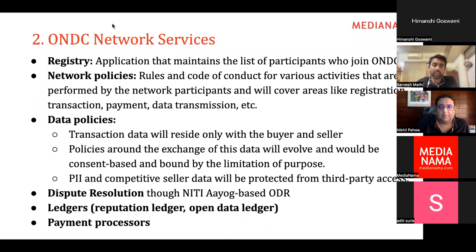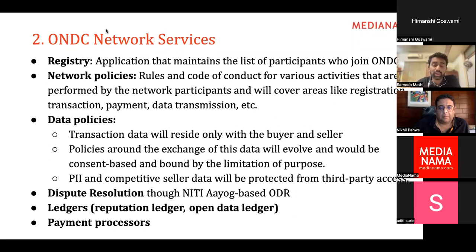And the network services part also consists of data policies. Admittedly, all this content is from the ONDC strategy paper, but the privacy and the data policy part has not been expanded. Basically, they say that they want transaction data to only reside with the buyer and seller, and ONDC won't have access to it, and also that the data will follow a consent-based approach and have purpose limitation. But apart from these broad lines which say this is what they want, we don't have a privacy policy which has been put out to show how ONDC will achieve this. So all that's still awaited.